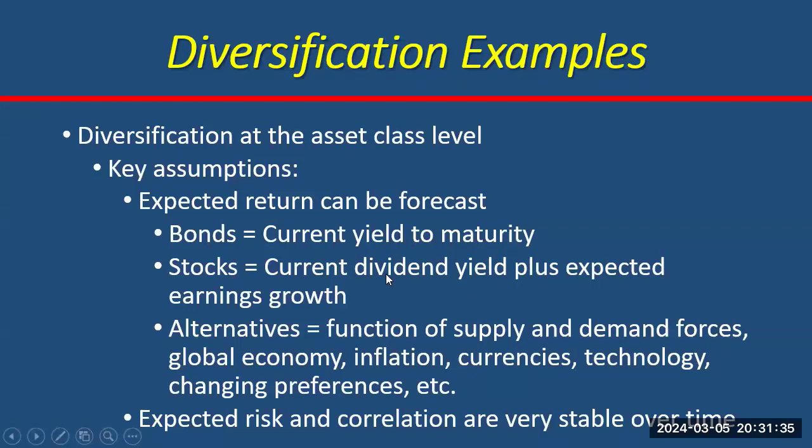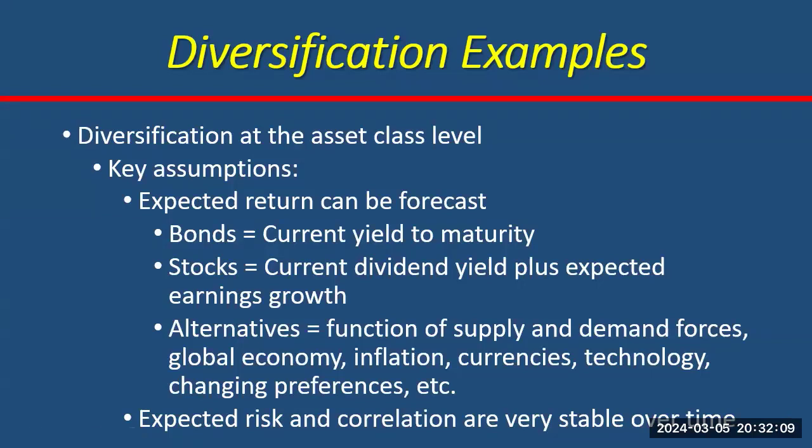Dividend yield, you might adjust for stock buybacks, but you're talking a 6 to 8% return kind of assumption. Alternatives, who knows? It's a function of supply and demand. What's the return on nickel going to be in the next 20 years? That's a tough one to do. Or cobalt, who knows? These are really tough things to project. Currencies, how do you project currencies? It's all over the place. So who knows? Expected risk and correlation.